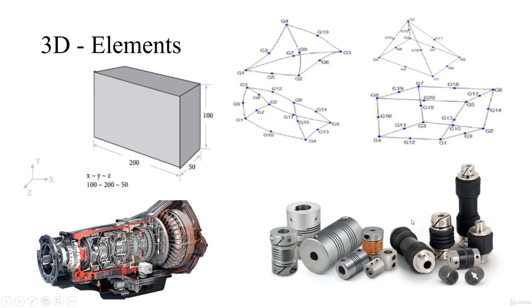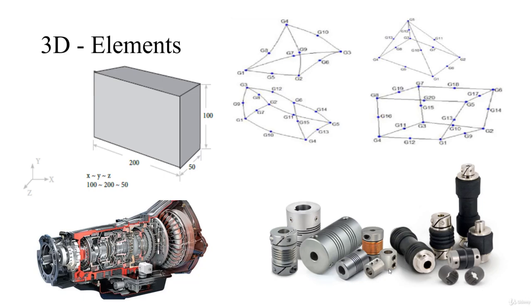Then coming to 3D elements, when all the dimensions of this particular body are comparable, then we will be using 3D elements. See, these are the different shapes of the 3D elements available. And some examples of 3D element modeling include transmission systems, coupling systems and other sorts of systems. As I mentioned earlier also, if there is a possibility of simplification, we are going to simplify 3D objects into either 2D or 1D, and only then perform analysis.